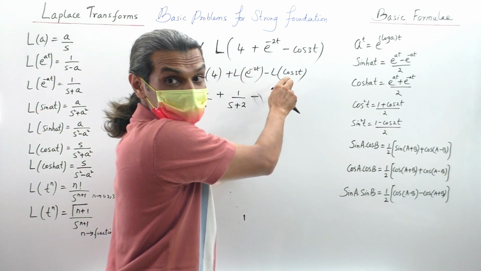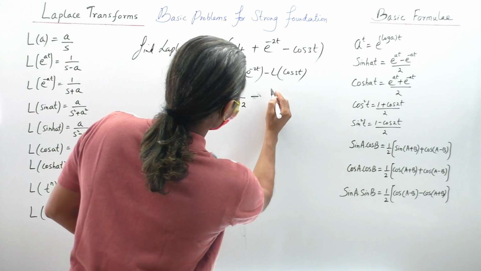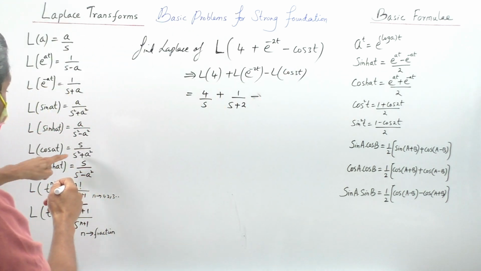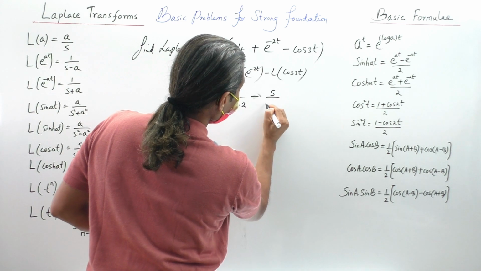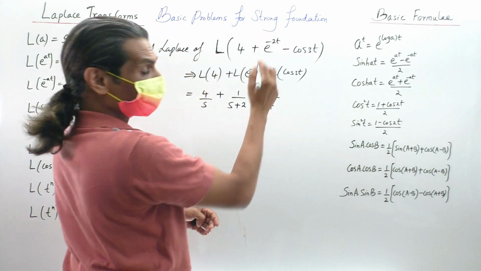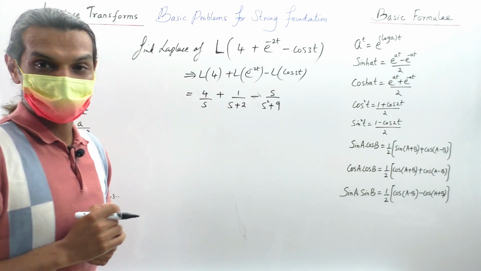What is a? a is 3. So a is 3 means we can write, therefore, Laplace of cos at is s by s square plus a square, where a is 3. So the answer is s by s square plus what? 3 square is 9. So that is the answer. See how simple it is.